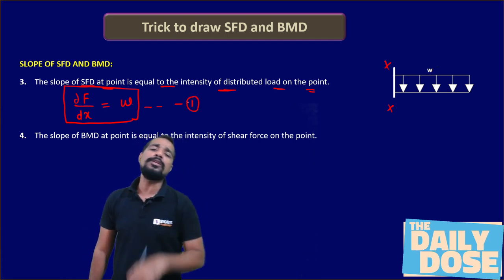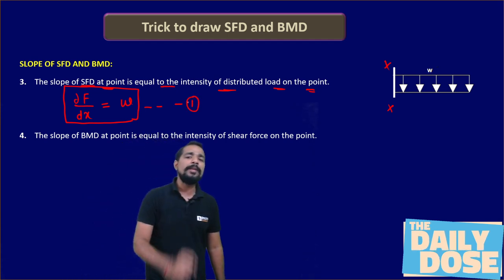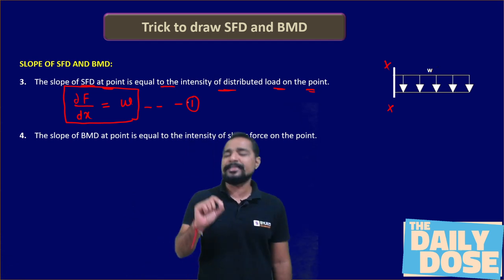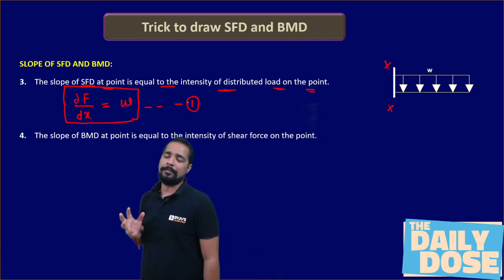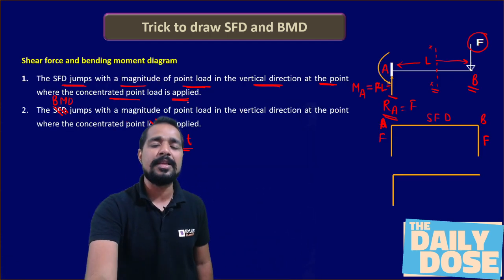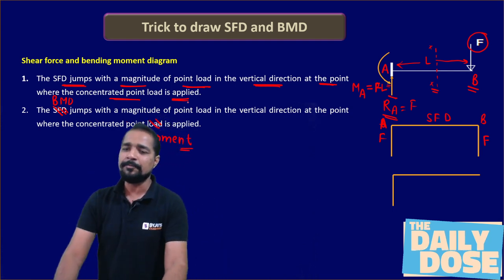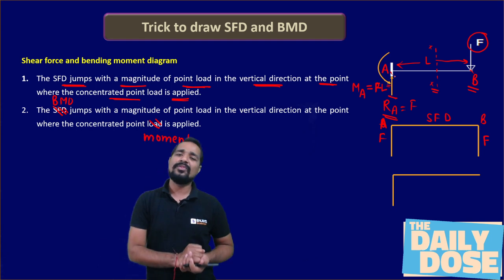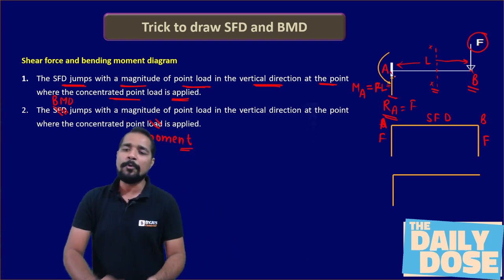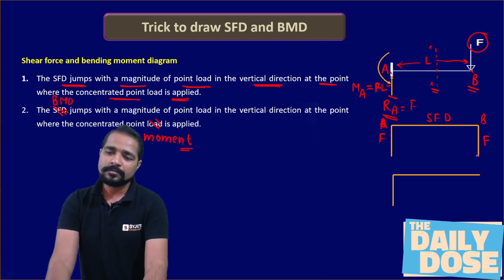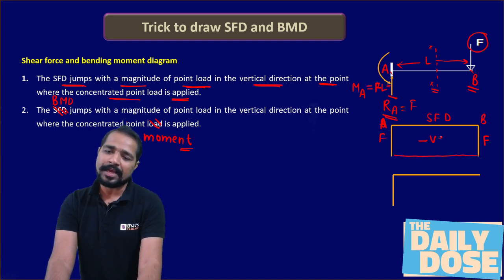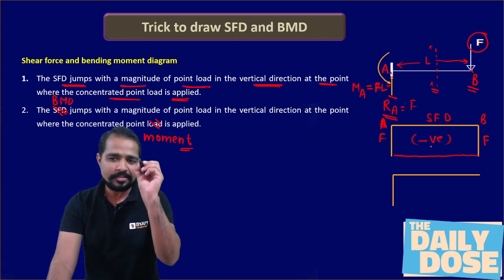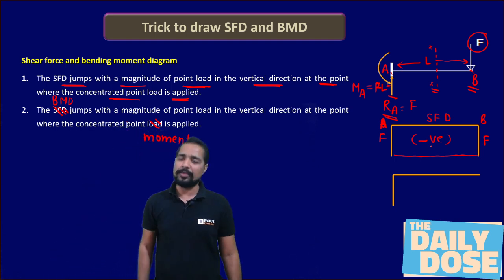If the distributed load is maximum, slope will be maximum. If the distributed load is minimum, slope will be minimum. Similarly, let's apply the same concept in the previous one. Sir, between A and B, what is the distributed load? 0. And what is the slope of the SFD? 0. Then this will be the complete SFD diagram in this case, my dear. This is the complete SFD. We can draw it.